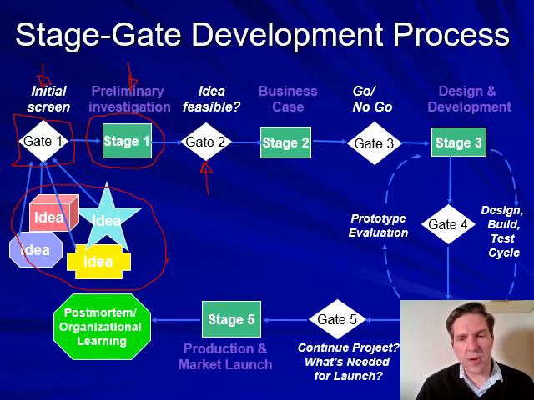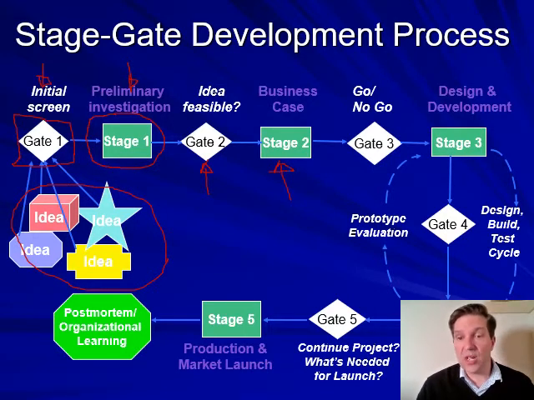And you'll have some criteria. Based on that, you'll make a go, no-go decision. And if from the initial 10, maybe 6 of them go to the next gate, now what you're going to do in the next stage is build a business case.